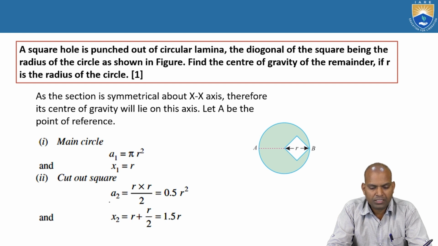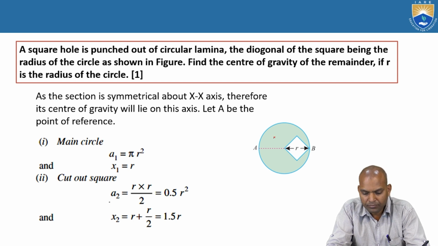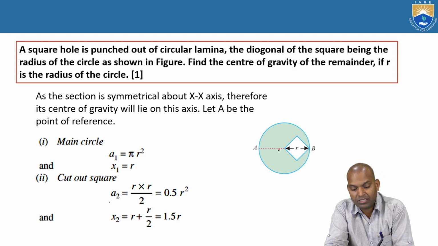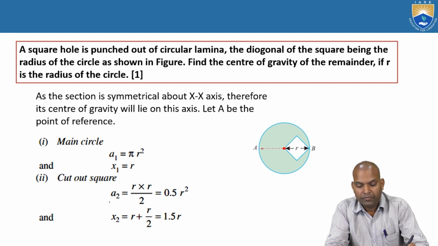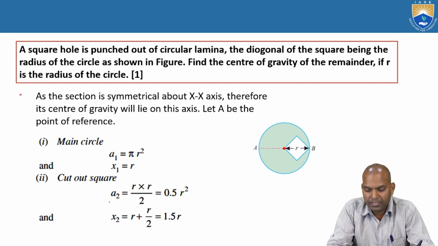Then let us see here. A square hole is punched out of a circular lamina. The diagonal of the square is equal to the radius of the circle. Find the center of gravity of the remainder, if r is the radius of the circle. Now how to find the centroid or center of gravity for this type of plane?